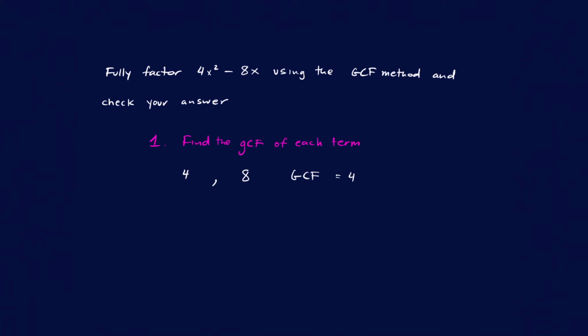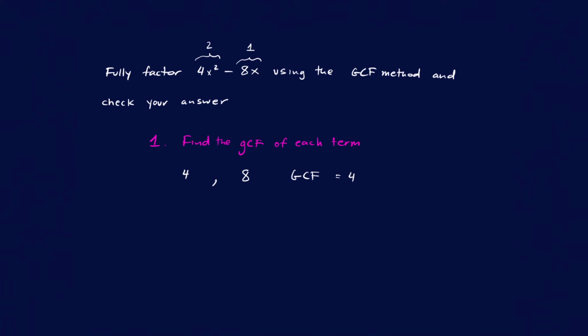Now the second step is to look at each term and find the term with the lowest degree. And that degree is going to be in the greatest common factor. So in this case, we have 4x squared, which is a second degree term, and we have minus 8x, which is a first degree term. So the lowest degree term is 8x, which has a degree of 1. So therefore, the greatest common factor of 4x squared and 8x is going to have a first degree exponent.